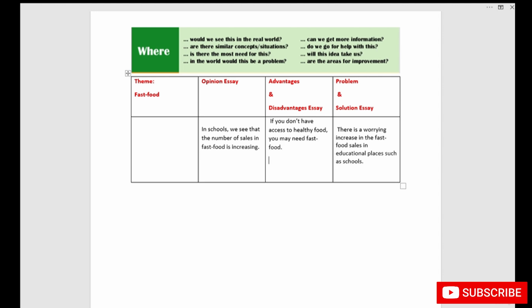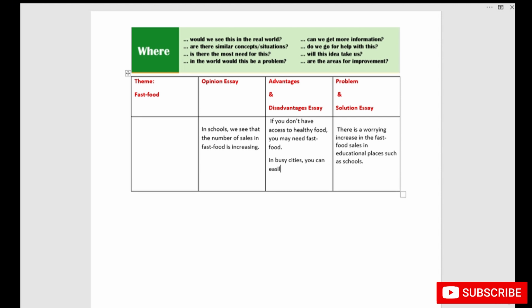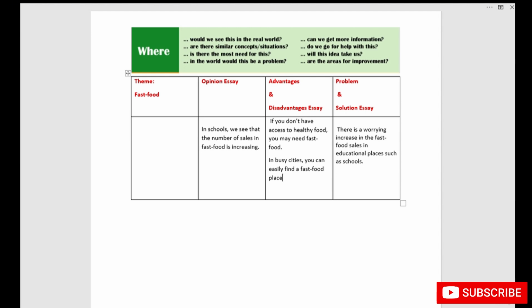And as an extension to this question, you can actually say, where would we see this in the real world? In here as well. In busy cities, you can easily find a fast food restaurant or a fast food place. And then you can talk about the advantages of that, but also not forgetting the disadvantages.